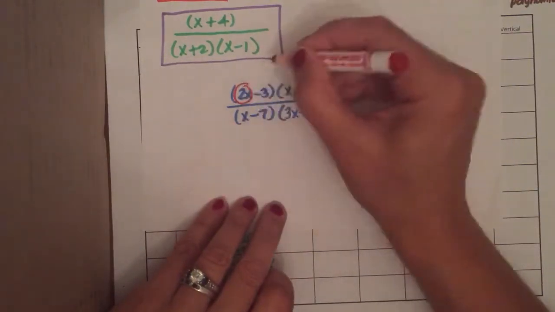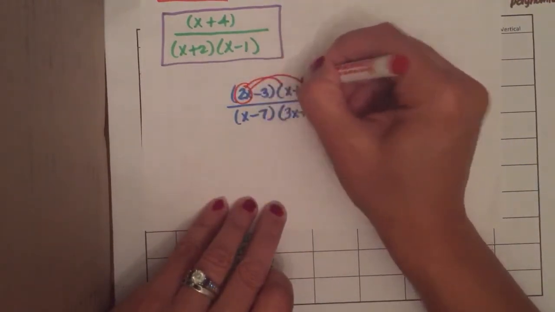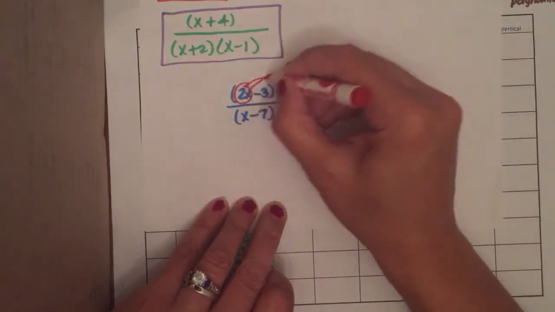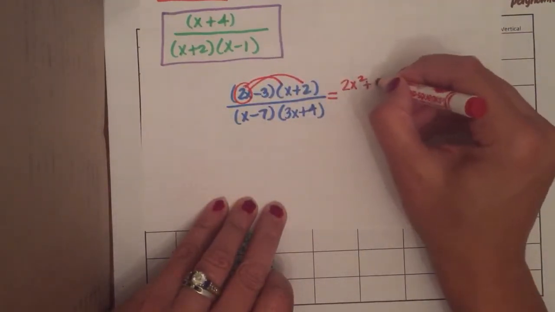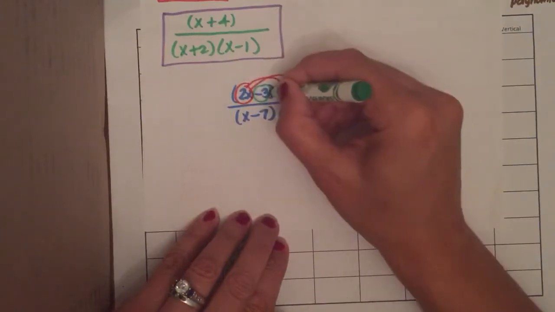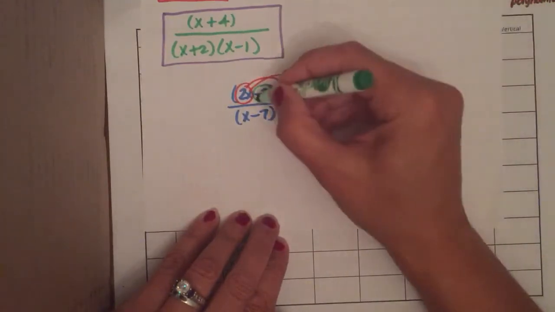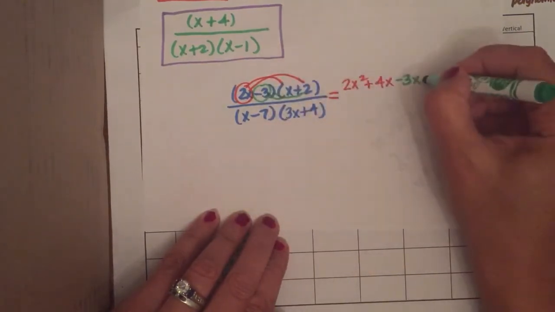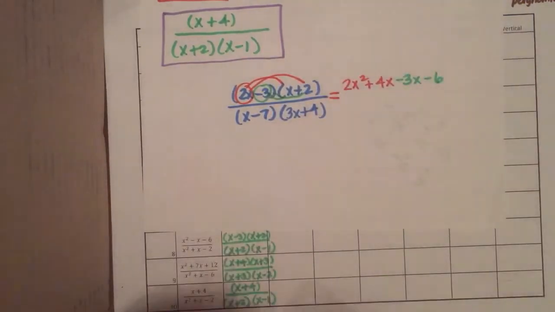So I'm going to take the 2x and multiply it by both terms. So 2x times x is 2x squared. 2x times 2 is 4x. Now I'm going to do the second term, which is the negative 3, and multiply it by both. Negative 3 times x is negative 3x, and negative 3 times 2 is negative 6.